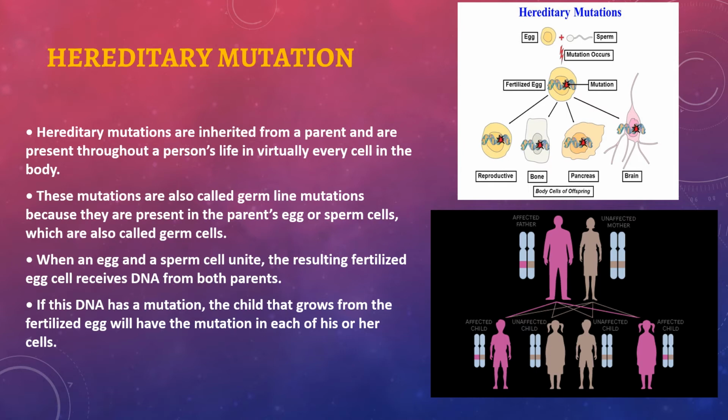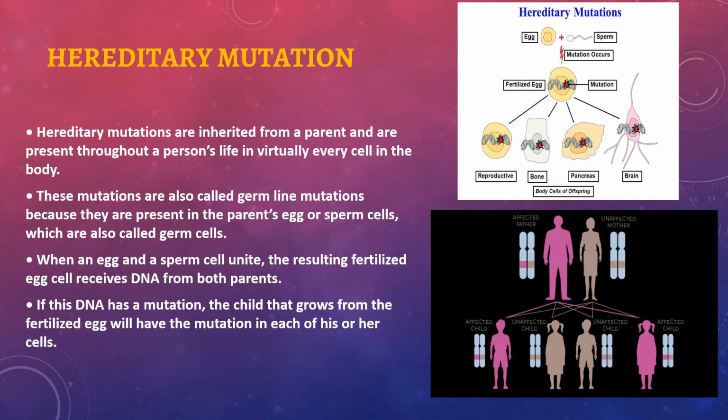So like I said, if there's any error or any mutated gene coming from the parents, the offspring will have the mutated gene in all the body cells. It can be in their reproductive system or in the brain, or there can be a mutated gene in the pancreas or bones or lungs or liver or anything. So that is about the hereditary mutation.